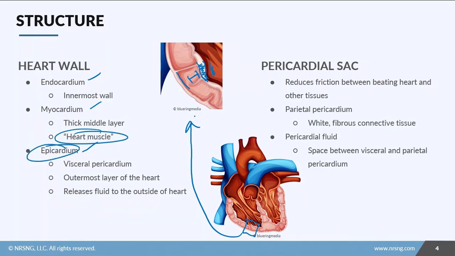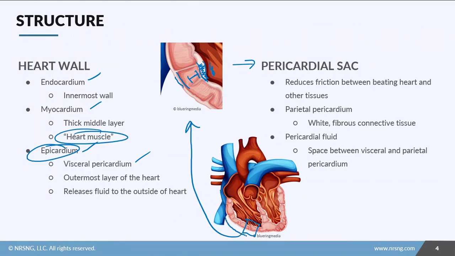Then you have the epicardium, which is the outermost layer. There are a couple of things that you need to note about the epicardium. First off, it's known as the visceral pericardium, and we're going to talk about the pericardial sac in a second. It's the outermost layer of the heart, and it's going to release fluid to the outside of the heart, which leads me to my next point when we talk about the pericardial sac.